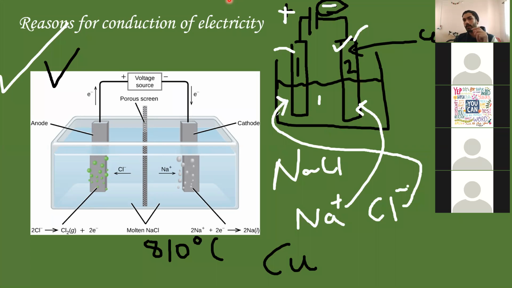Okay. If you look at the diagram over here, people on the left side, just let me change the color a bit. Red pe karta hu. Na plus is going to negative side. Cl minus is going to positive side. Always remember, opposites attract. Okay. Ionic compounds mein to this is the de facto standard rule. So Na plus is going to the cathode and Cl minus is going to the anode.